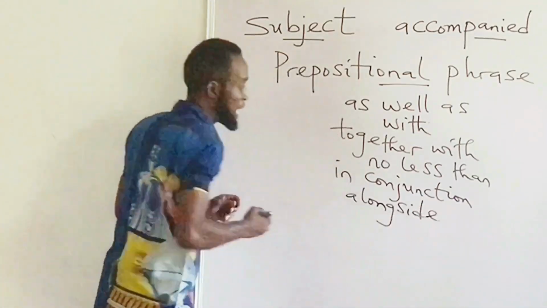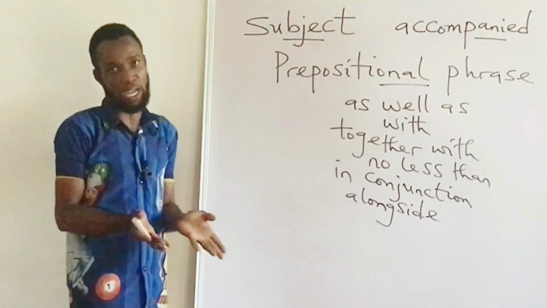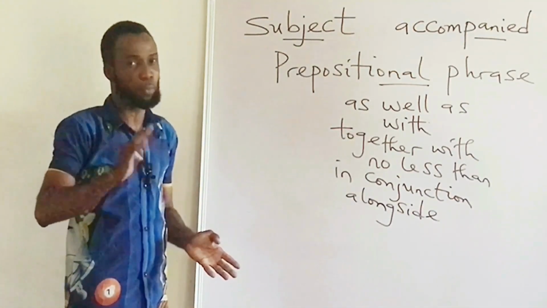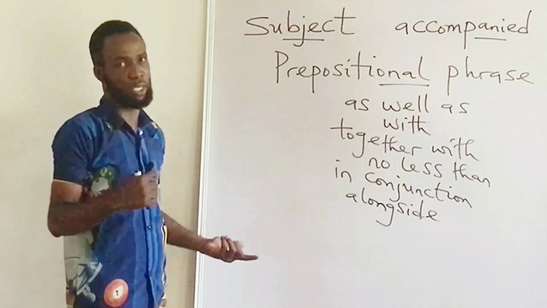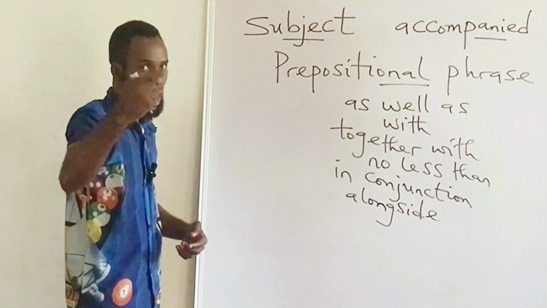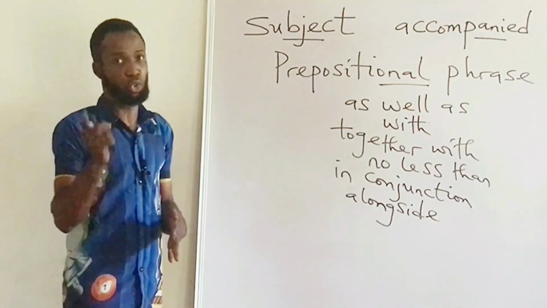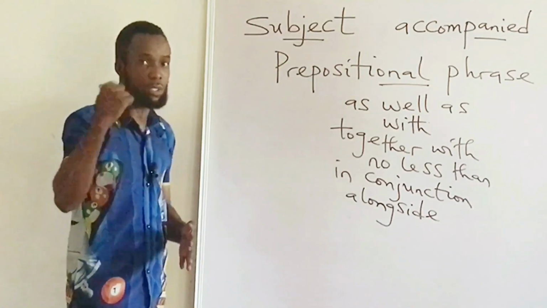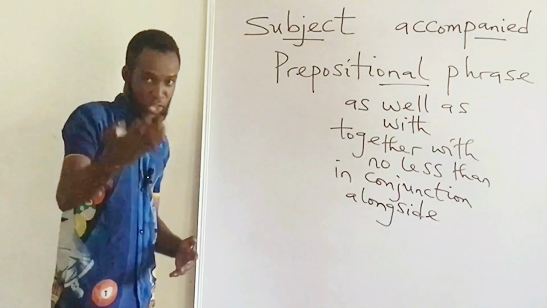Remember, you don't say alongside with, you say alongside. Alongside doesn't carry a preposition. So it is wrong to say she came to my party alongside with her brother. Instead, you should say she came to my party alongside her brother.